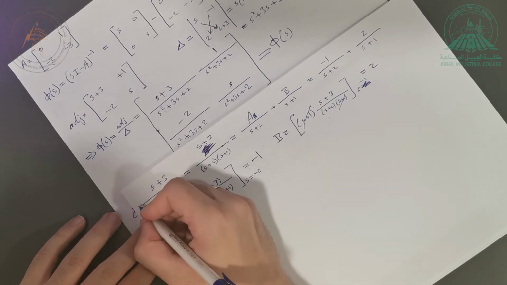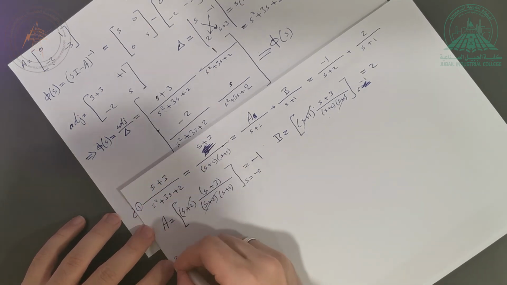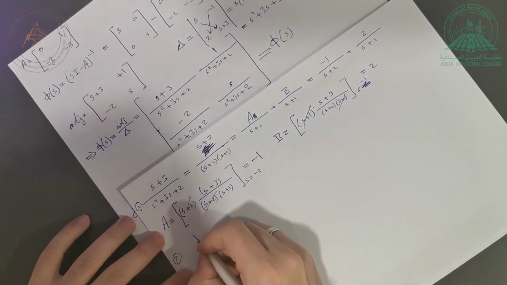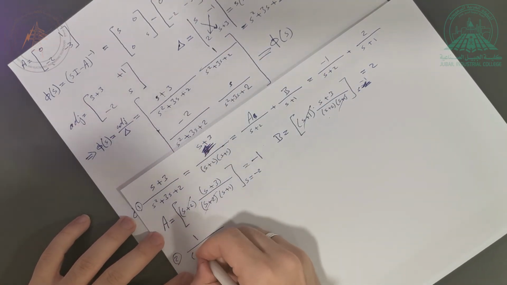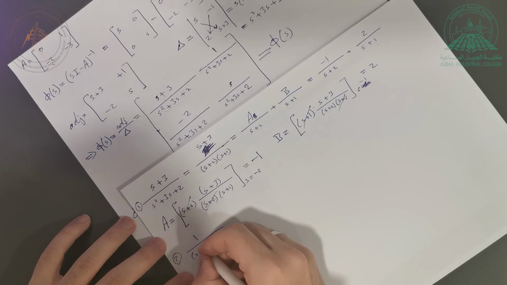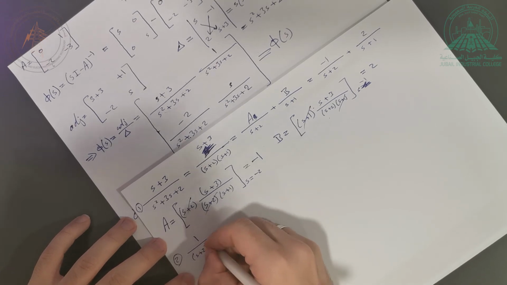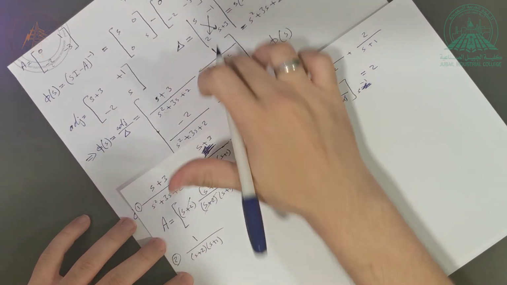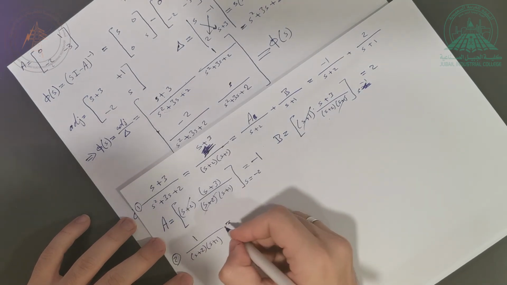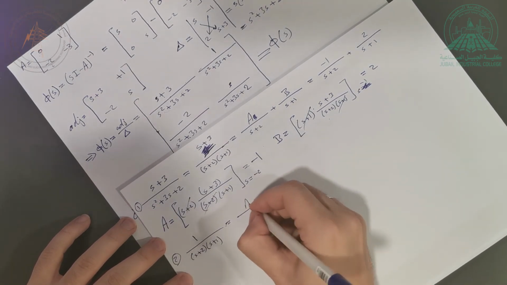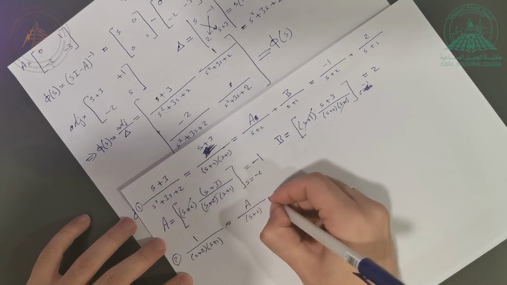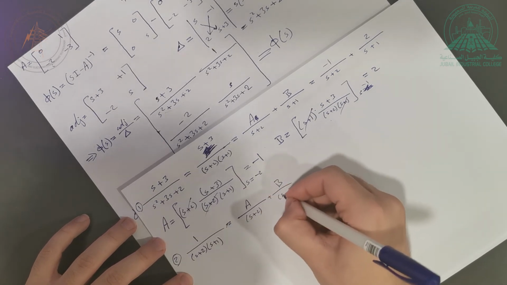Okay, so we found this. This is the first element, 1. Now let's do the second one here. This one: 1 over (s plus 2)(s plus 1), right? Decompose it, it becomes like that. So it will be a over s plus 2 plus b over s plus 1, right?